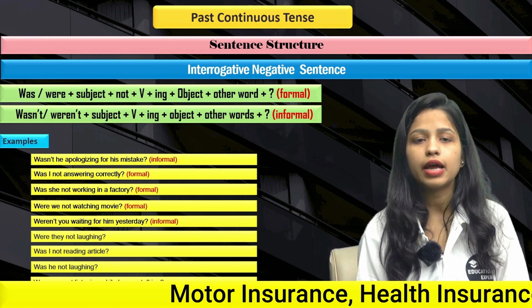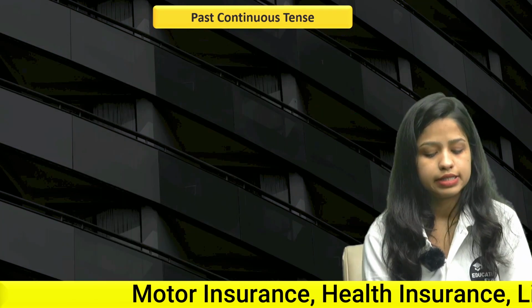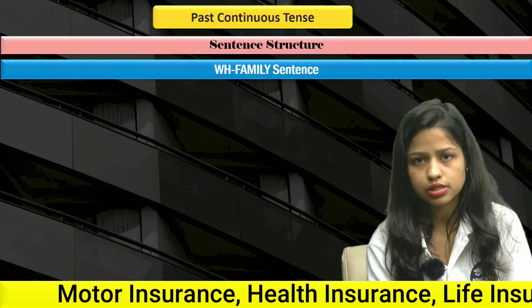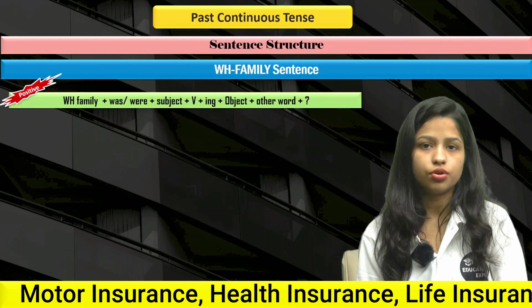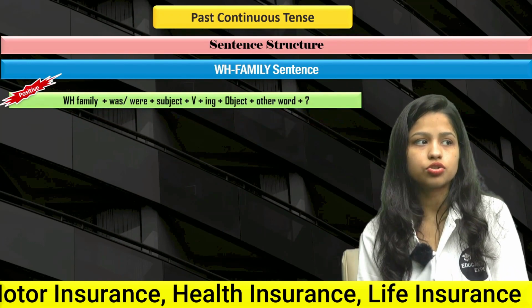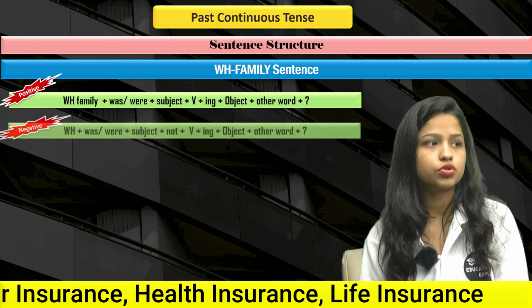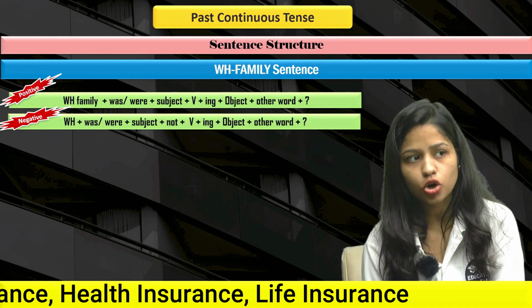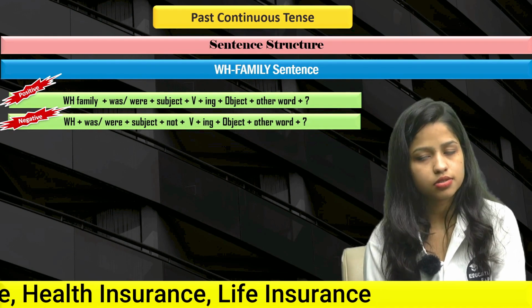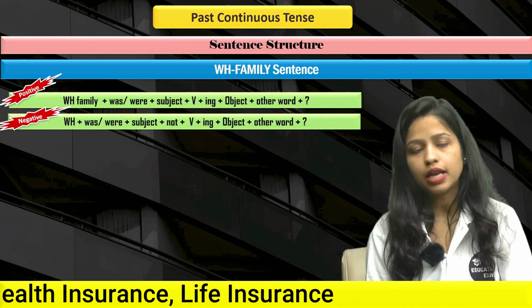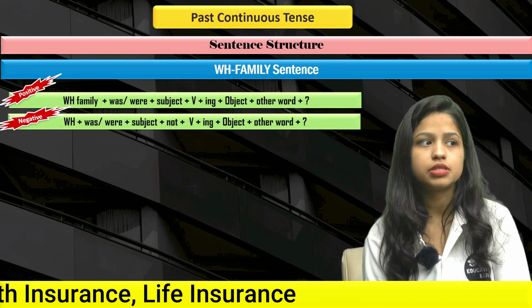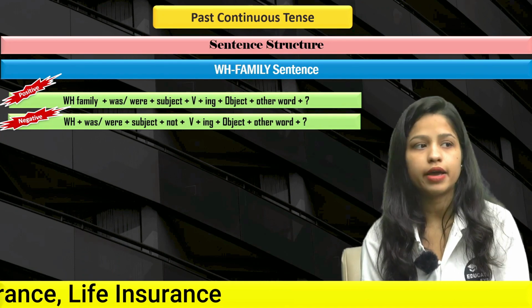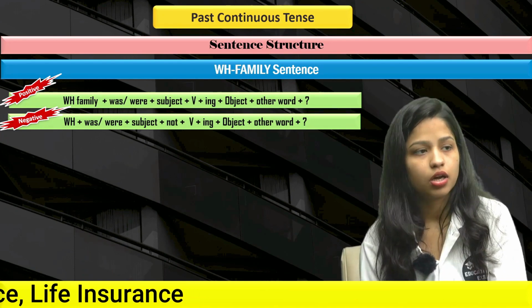Now let's move forward and understand double interrogative. All right, sentence structure for WH family sentences, or you can say double interrogative. So let's talk about both the structures, positive and negative. WH family: was, were, subject, verb-ing, object plus other words plus question mark. This is a normal positive sentence. And the negative sentence structure is WH family: was, were, subject, not, plus verb-ing, object and other words and question. I hope this is clear for you.